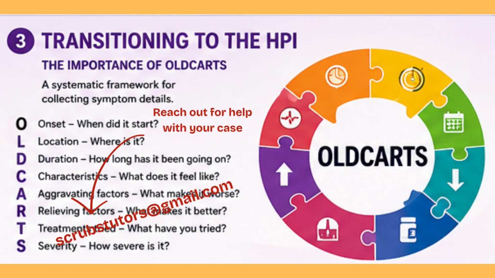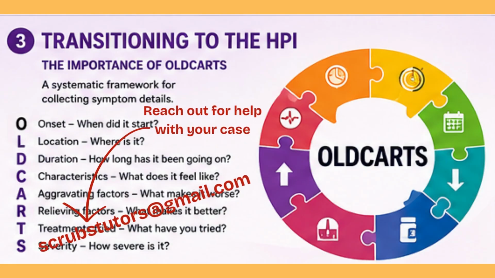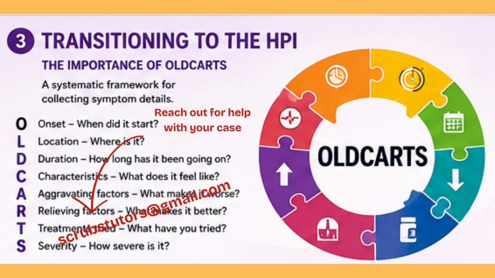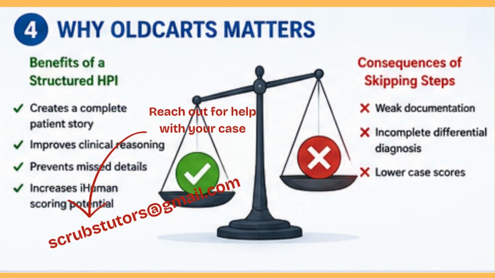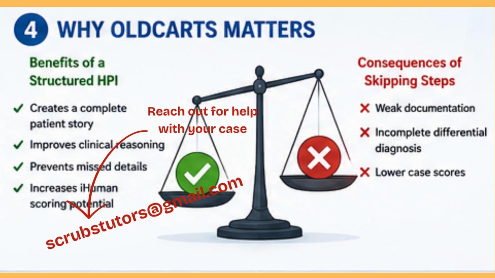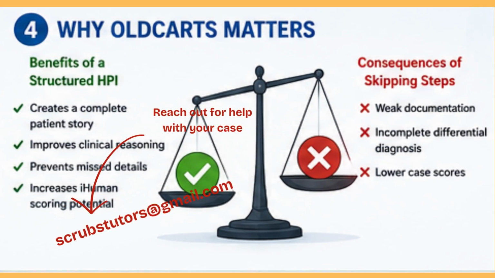You're asking, when did this start? Where is it? How long has it been going on? What does it feel like? What makes it better or worse? Any other symptoms? What have you tried? And how severe is it? If you systematically hit all of these, your HPI will be strong. If you skip them, your score will reflect it.